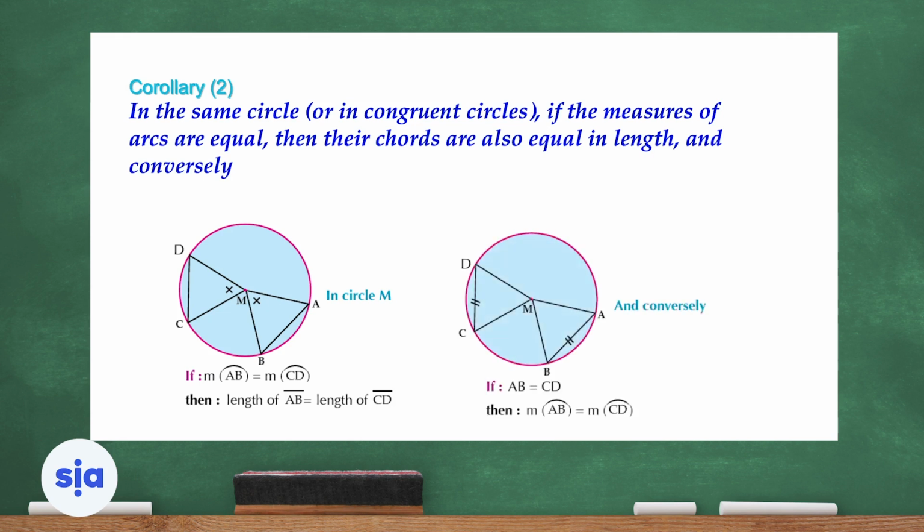The converse of it: if chord AB is equal to chord CD, then automatically the measure of arc AB is equal to the measure of arc CD. Is it okay? I think it's okay now. Let's move on to corollary number 3.